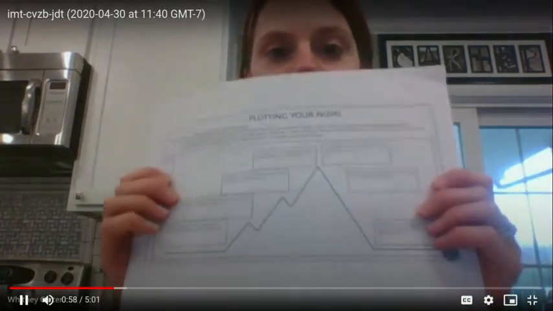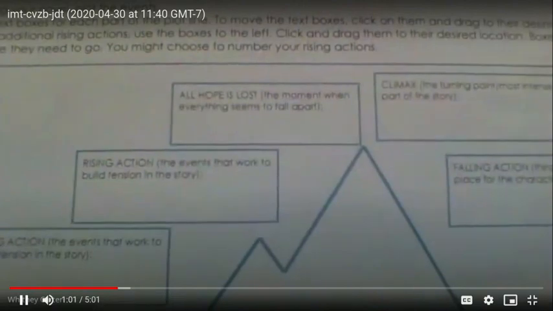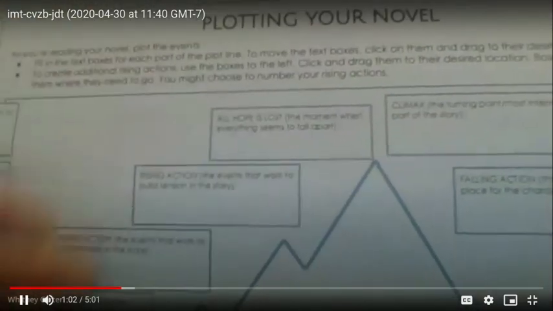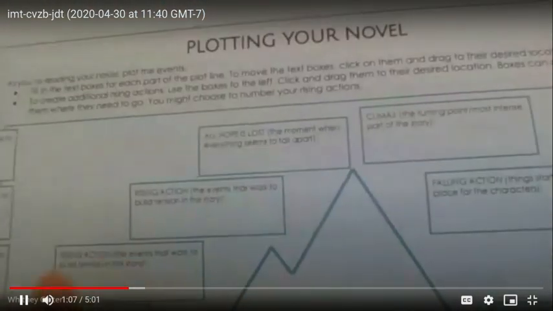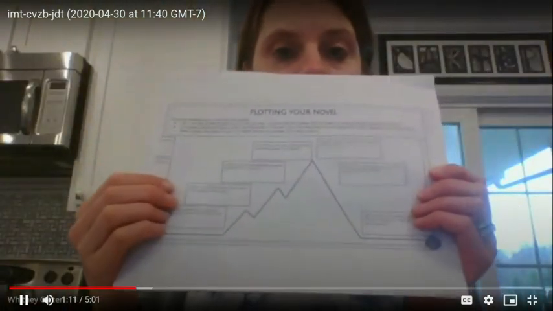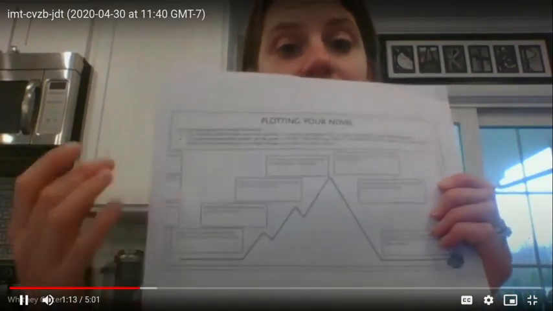Okay, so the choices are plotting your novel, which is simply doing a plot line. Okay, we had talked about this before in the different elements leading up to the rising action to your climax, and then the falling action and the resolution. So this is a pretty basic one, filling in the boxes, typing them in, and then eventually, even if you wanted to make a visual one, you could as well. So that is plotting your novel.